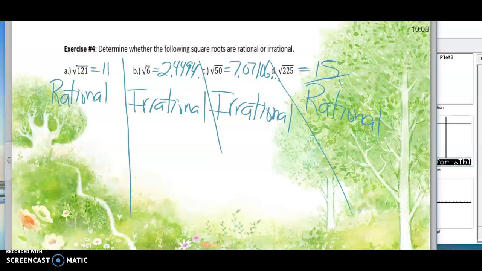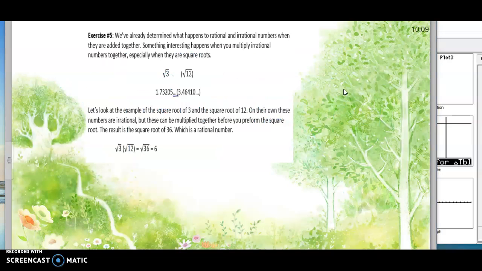Okay? So there you have it. When we added and subtracted, we had set rules. A rational plus a rational gave us a rational number. And when we added an irrational number with a rational, we knew it was going to be irrational. Now, when we multiply, something unique happens. On their own, the square root of 3 is this irrational, never-ending, never-repeating number. And on its own, the square root of 12 is another irrational, never-repeating, never-ending decimal.